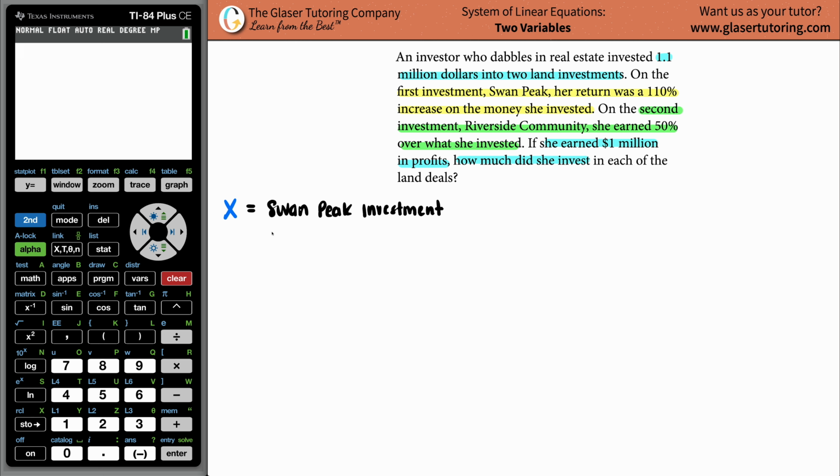And now when I make up a new variable for Riverside Community, I can't say X again, because that means that she invested the same amount of money for each place, Swan Peak and Riverside Community. So I have to use a different letter. And in this case, maybe I'll just use Y. And Y is going to equal the Riverside Community investment. Okay.